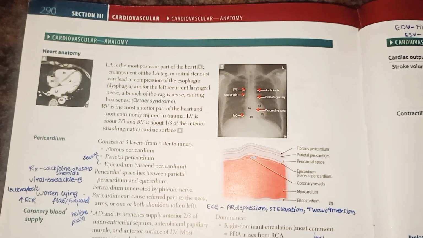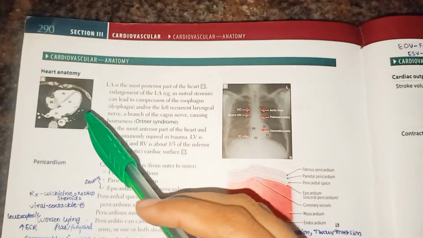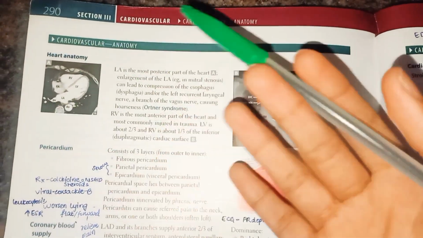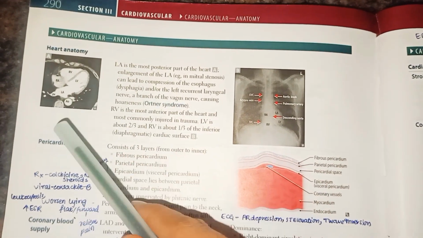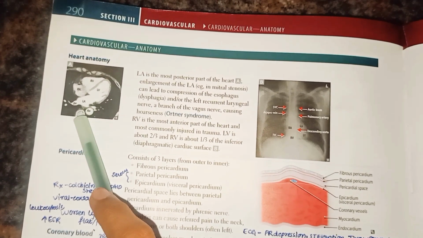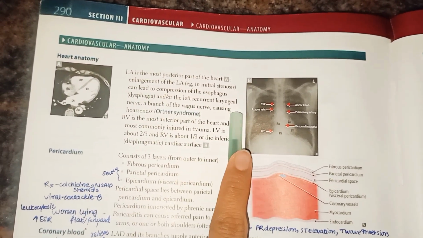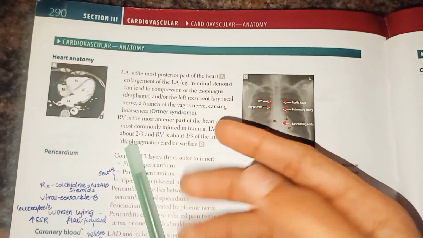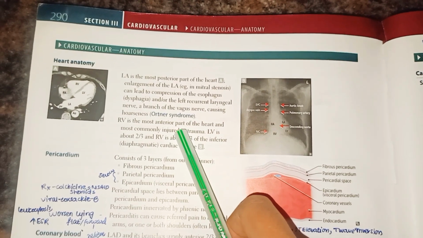Let us begin with cardiovascular anatomy. So the most posterior part of the heart is the left atrium, and the most anterior part of the heart is the right ventricle. So whenever there is any problem in the left atrium, as you can see, it is very near to the esophagus, so it will compress the esophagus and cause dysphagia, and it can also compress the left recurrent laryngeal nerve, which is a branch of the vagus nerve, causing hoarseness, and that is called Ortner syndrome.